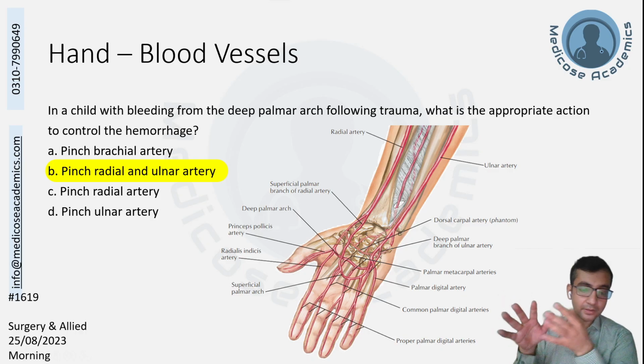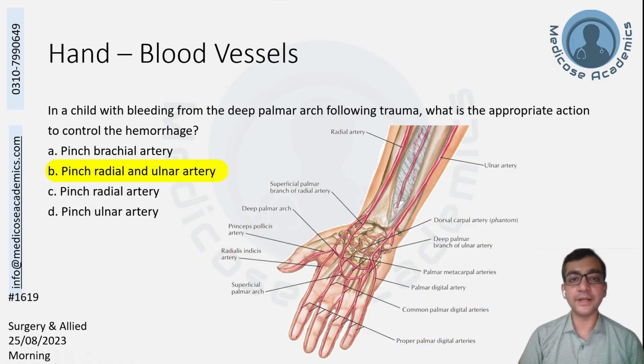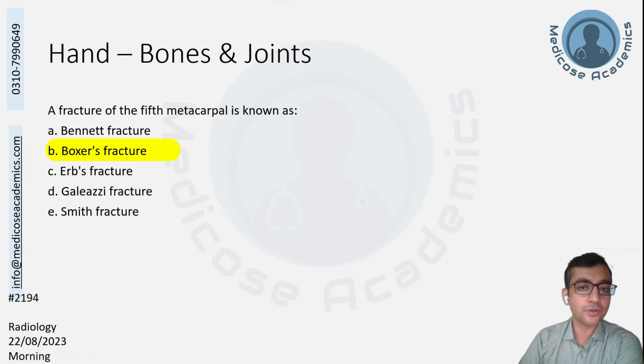So the Allen's test checks the patency of the radial and ulnar arteries, in case you have to puncture the radial artery for an arterial tap. Both of these need to be stopped for stopping the bleeding from either the deep or superficial palmar arch.